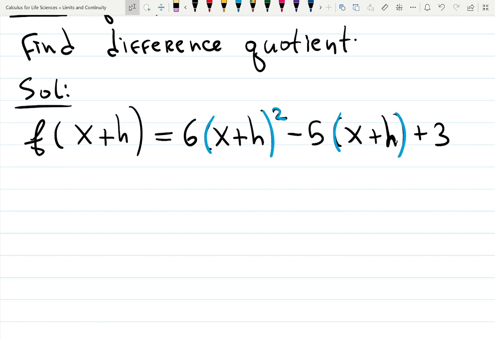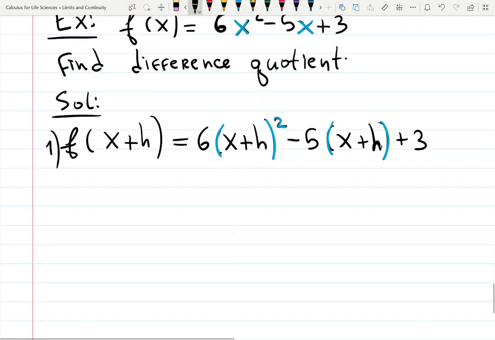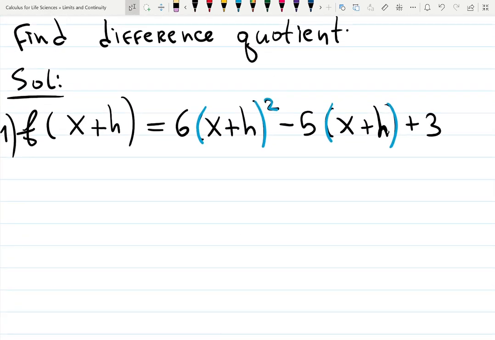So let's simplify this. Step 1 is already troublemaking because that is a lot of work. Let's simplify this first. How would I simplify this first? 6x squared plus 6h squared, like so? Now that doesn't look good. So remember, you cannot just put squares on top. That is important. You need to use the formula. What kind of formula?